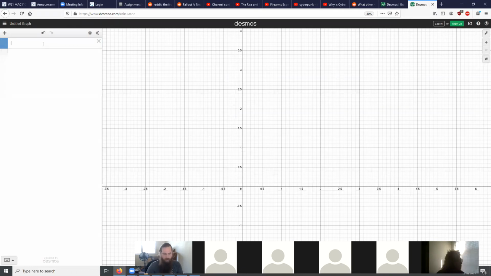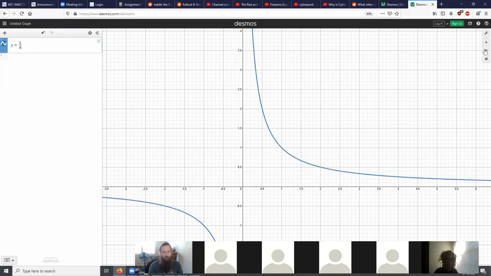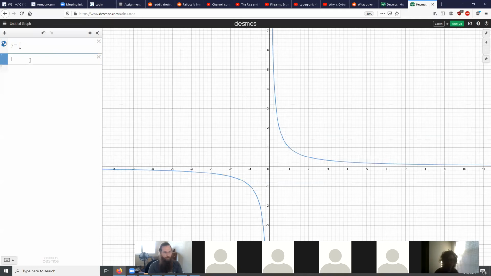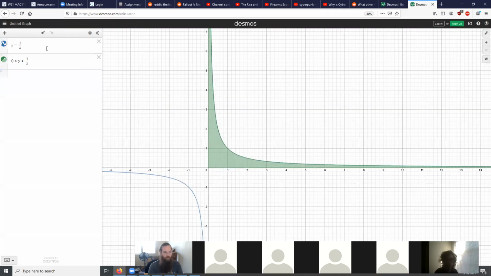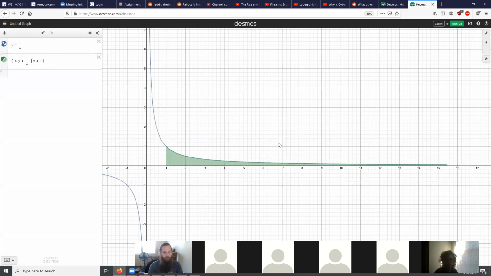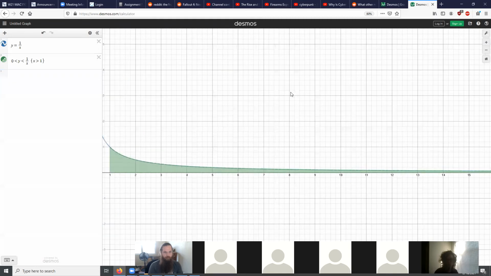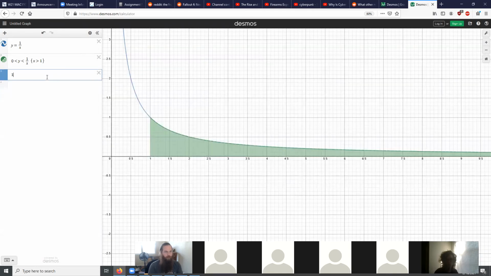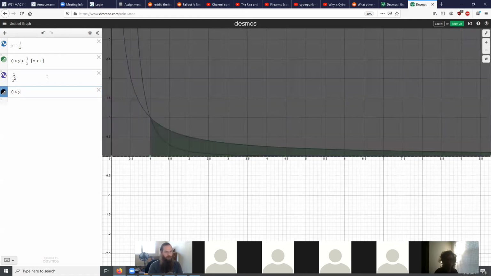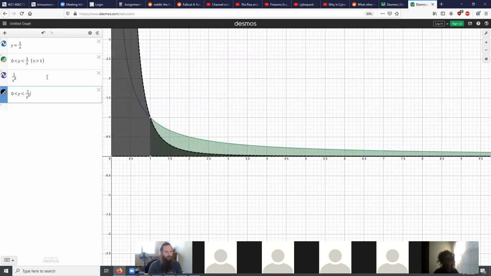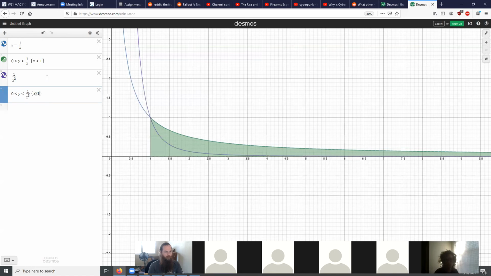Let me give you a little something to think about as we're leaving here. Here's 1 over x, right? And we said that the area 0 less than y less than 1 over x, for x greater than 1, is infinite. The area under 1 over x cubed, 0 less than y less than 1 over x cubed, x greater than 1, we said that this area is finite.